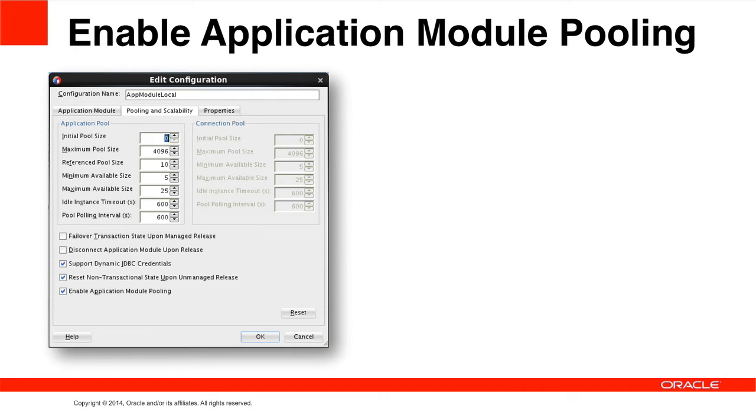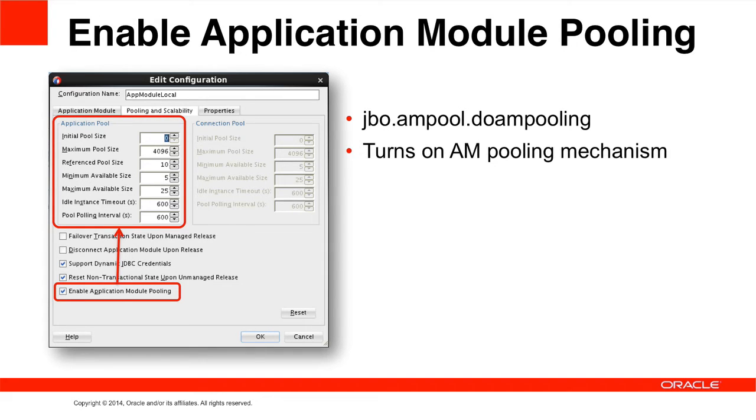In focusing on the left-hand side, we can see a number of settings under the application module pooling heading, and it's these settings we're interested in discussing further. The first option we best cover is the one labelled Enable Application Module Pooling, also known as jbo.ampool.doampooling. It's this option, which is turned on by default, that turns on or off the whole application module pooling mechanism. Obviously, if you want to make use of the AM pooling options, you leave this on.